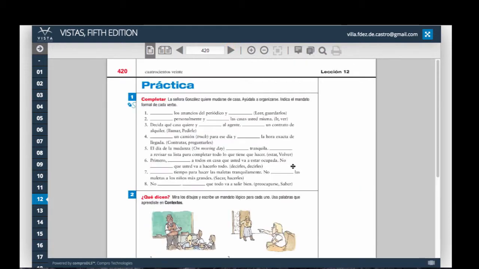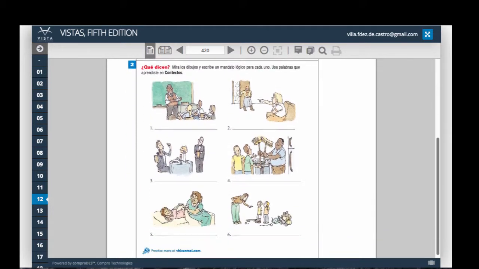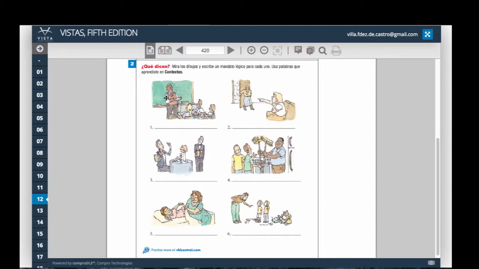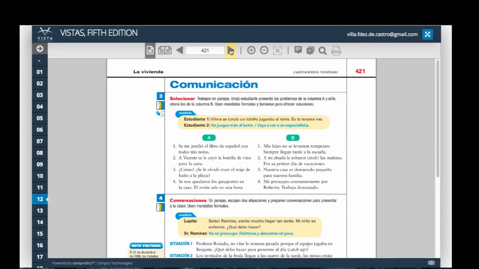In here, you can see more exercises that will be good to practice. Look at here. This is similar to what I will do. I will give you a situation and you will give a logical command to each of the... well, I'll only give you one image, but you'll give multiple commands to this situation.